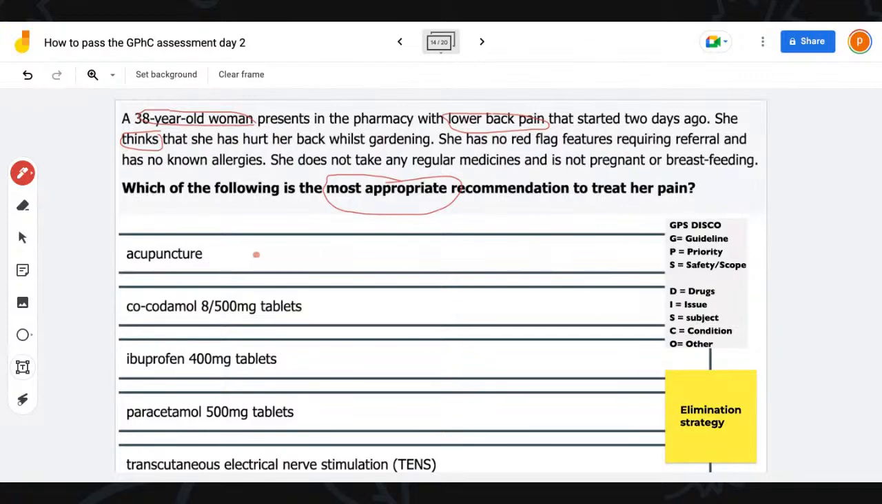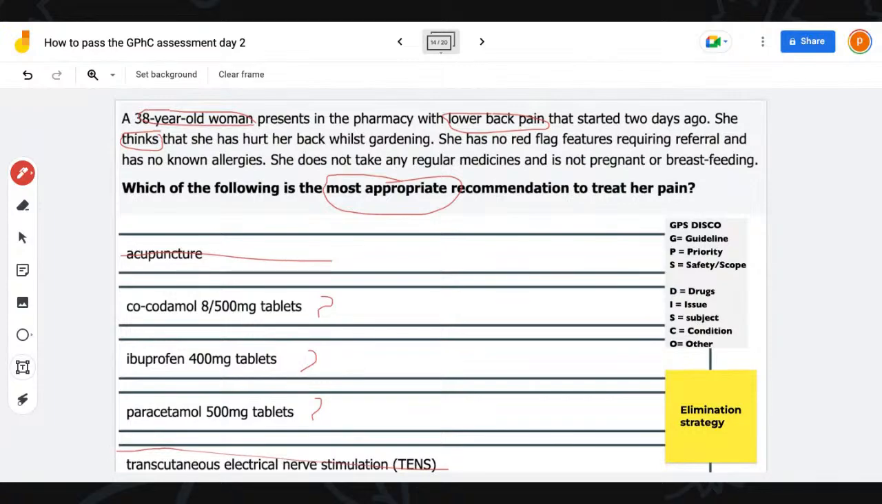So in this case, I'll definitely take away acupuncture because it's just not appropriate to tell them acupuncture. Right? So we'll take that off. Then we have cocodamol, question mark, because this could be plausible. We've got ibuprofen, this could be plausible. Paracetamol, this could be plausible. TENS, nah, we'll take that out. We're left with three things.